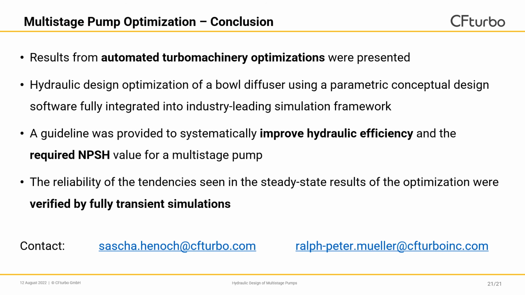So in this session, we presented results from automated turbomachinery optimizations. We showed the hydraulic design optimization of a bowl diffuser using a parametric conceptual design software, which was fully integrated into an industry-leading simulation framework. Additionally, we provided a guideline to systematically improve the hydraulic efficiency and the required NPSH value for a multistage pump. And what was interesting is that the reliability of the tendencies seen in the steady state results of the optimization was verified by fully transient simulations.